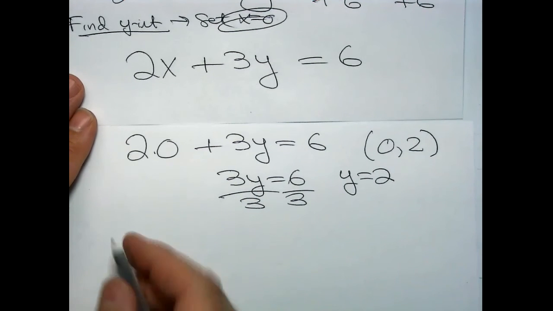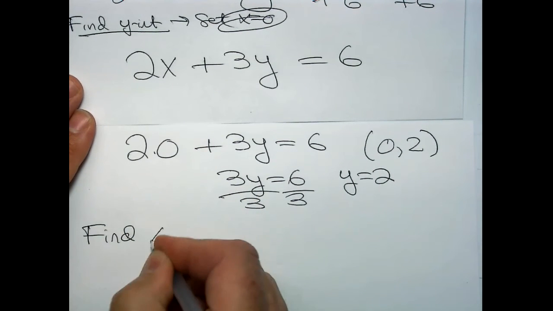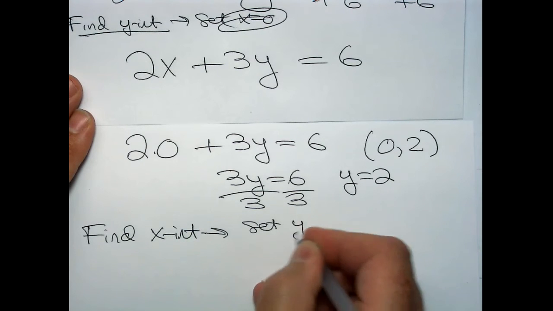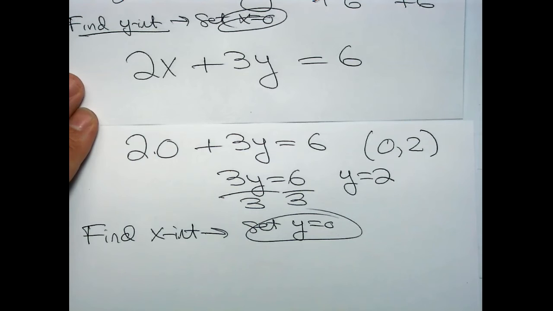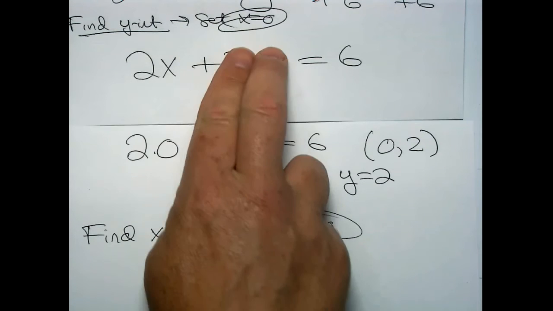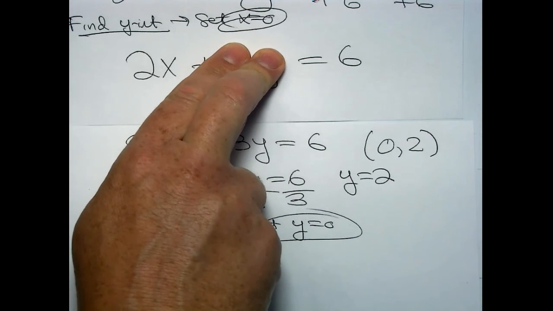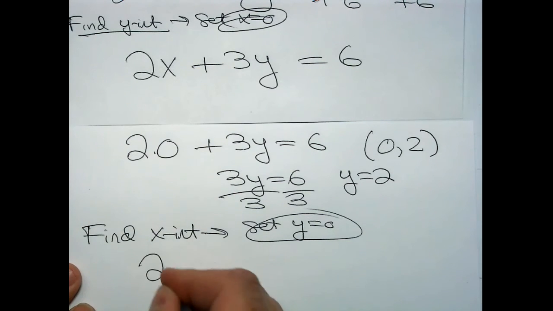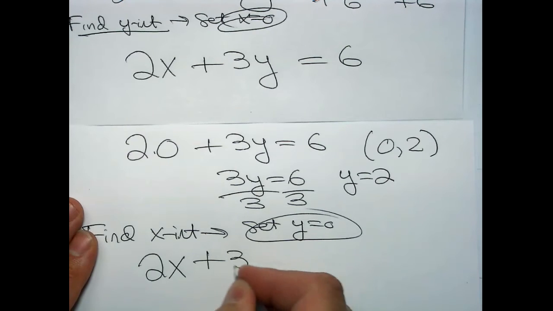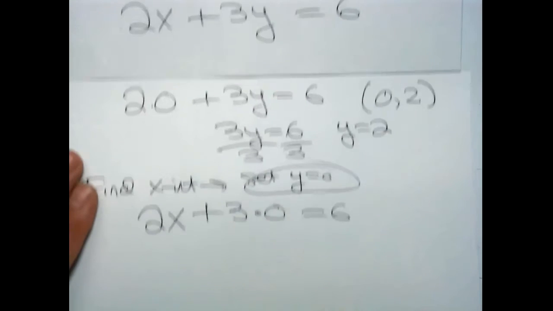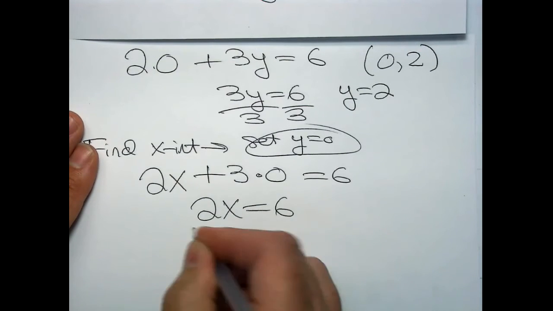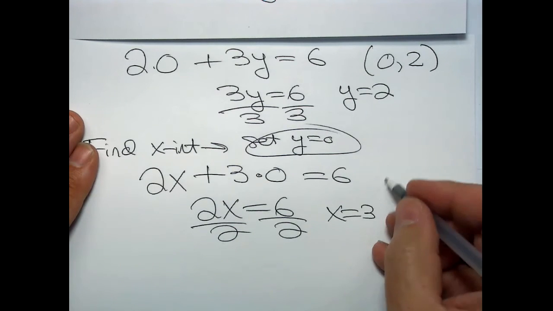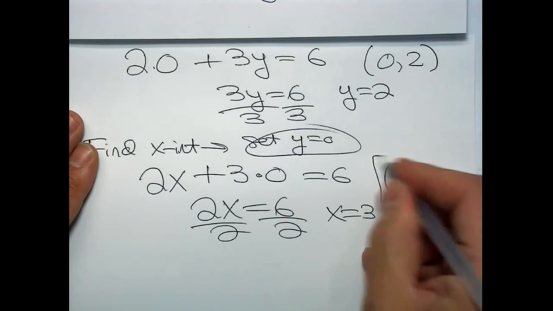Now, if I want the x-intercept, remember we set y equal to 0, the other variable. And how quickly is it for you to set y equal to 0? It's pretty much that quick. Just cover it up. x equals 3. Done. Let's do it more formally, though. 2x plus 3 times 0 is equal to 6. So basically 2x equals 6, divided by 2. Yep, x equals 3. And the ordered pair would be 3, 0.